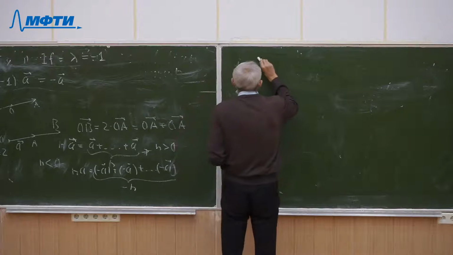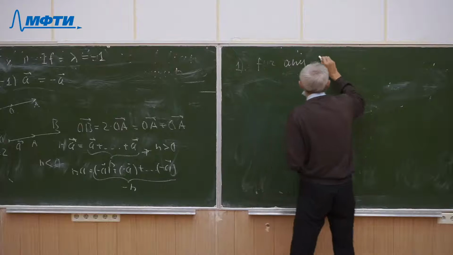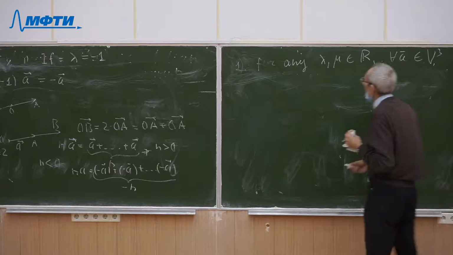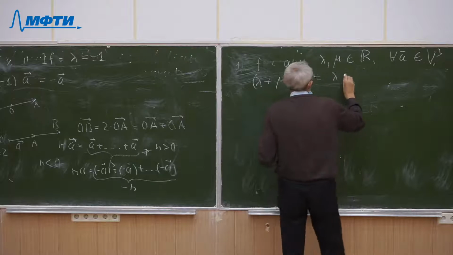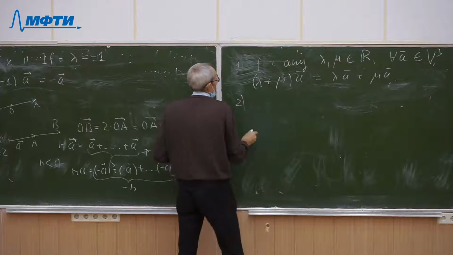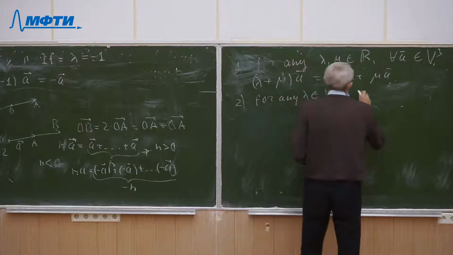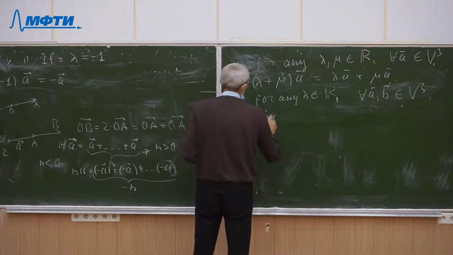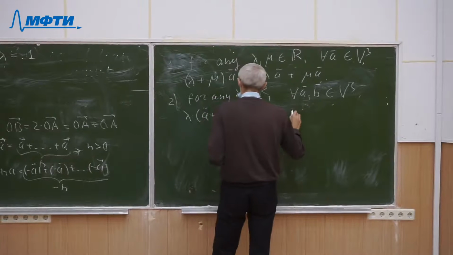Namely, for any real numbers lambda, mu and any vector A, we have lambda plus mu multiplied by A is equal to lambda A plus mu A. And second property, for any real number lambda and any vectors A, B, we have lambda, scalar product lambda and the sum A and B is equal to the sum of the following vectors lambda A and lambda B.